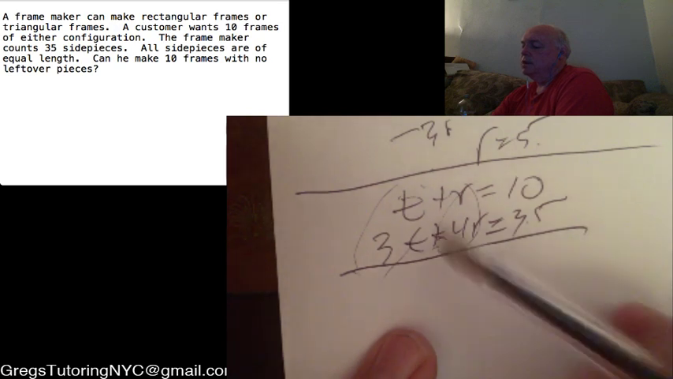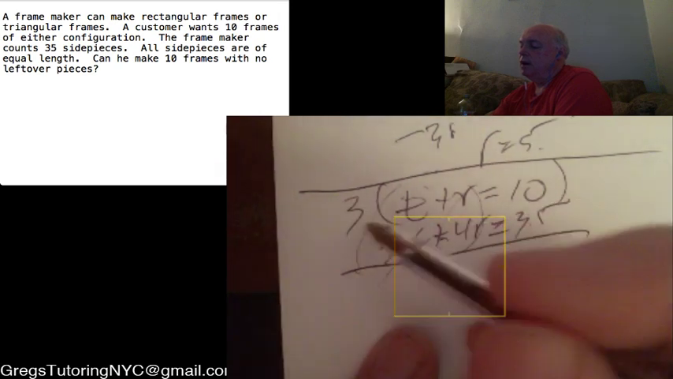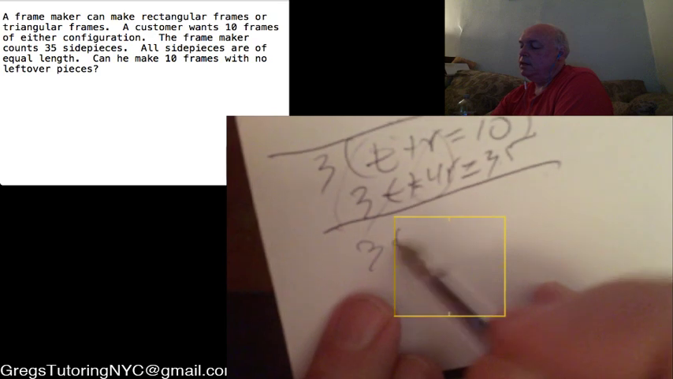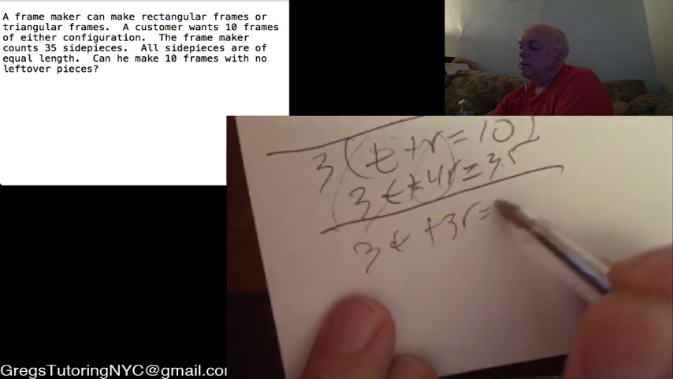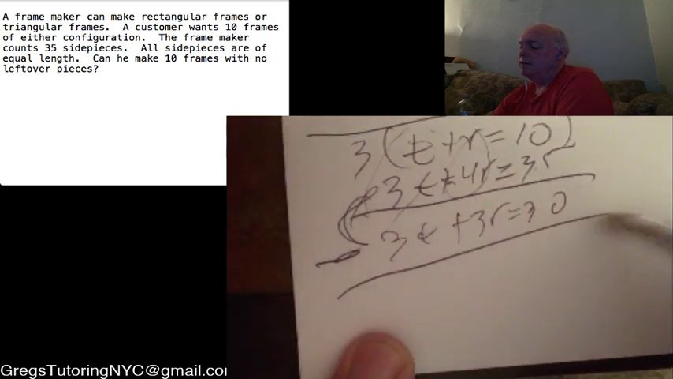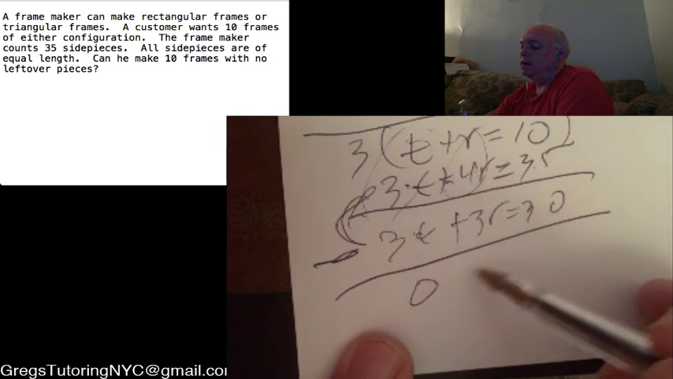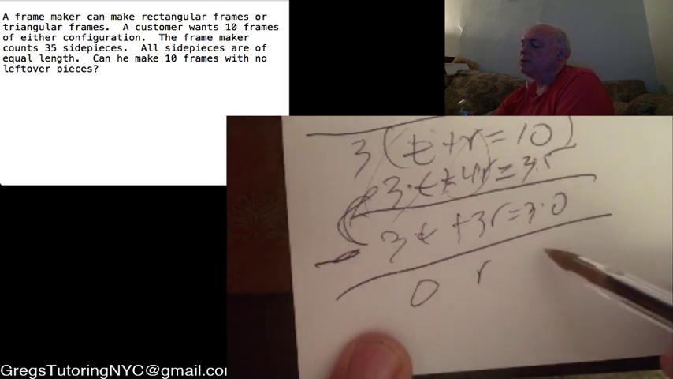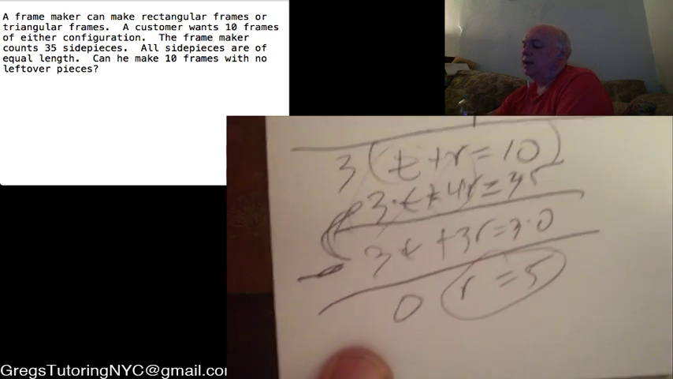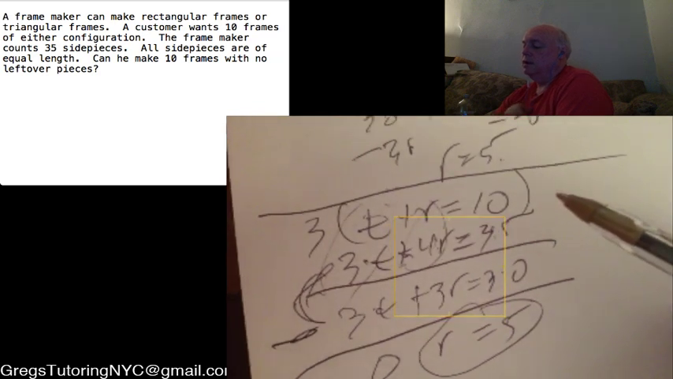All right? So I'm going to just multiply the top by 3 everywhere. So what I do to the left side, I do the right side. So we're going to get 3t plus 3r equals 30. So now we have these 2 equations. And if I subtract them, 3t minus t is 0, 4r minus 3r is r, and 35 minus 30 is 5. So we get the same answer that way. And this would have worked if we substituted for r as well. Okay?